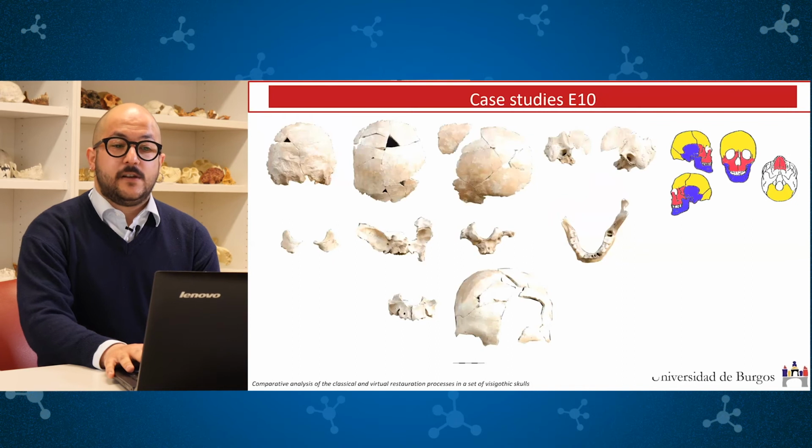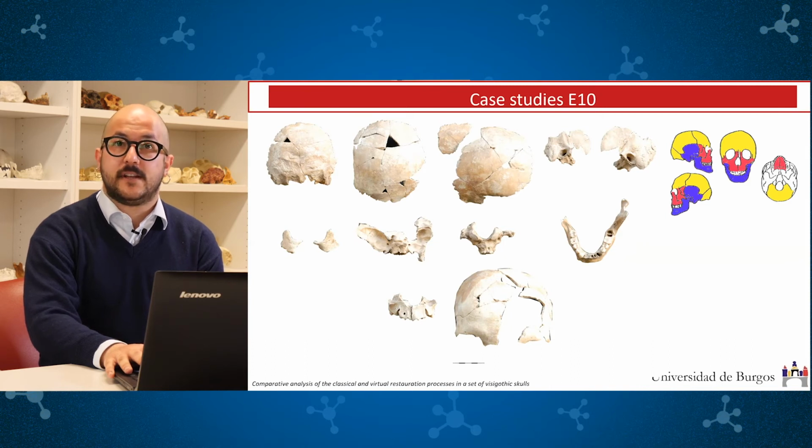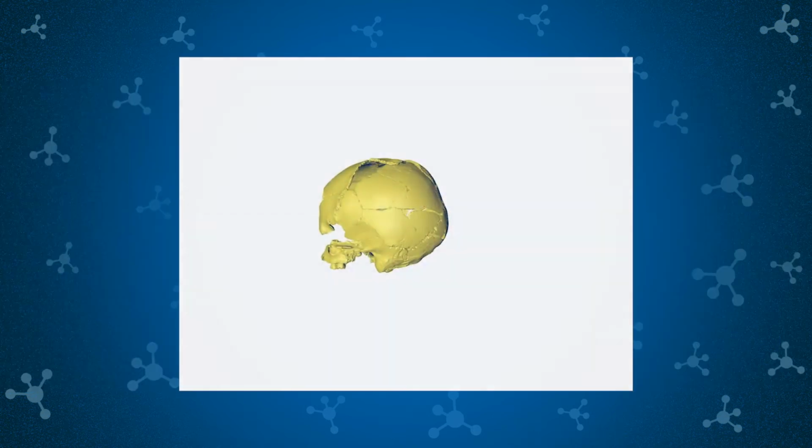The fourth case was individual E10. This individual is fragmented into 70 fragments, and the manual reconstruction was the most important in this phase, because we rebuilt the anatomical parts of the bones, and afterwards we scanned the rebuilt bone.